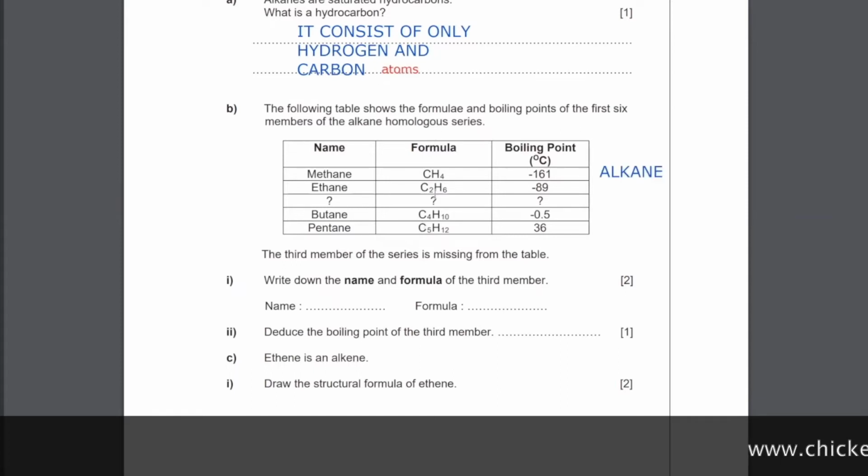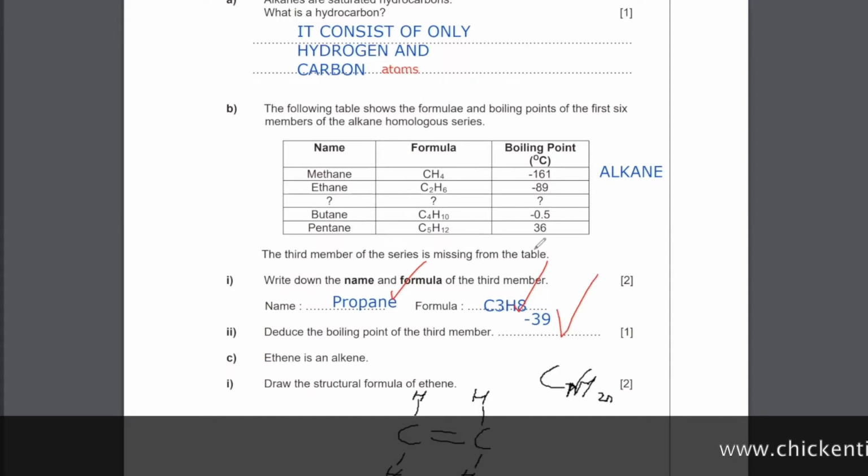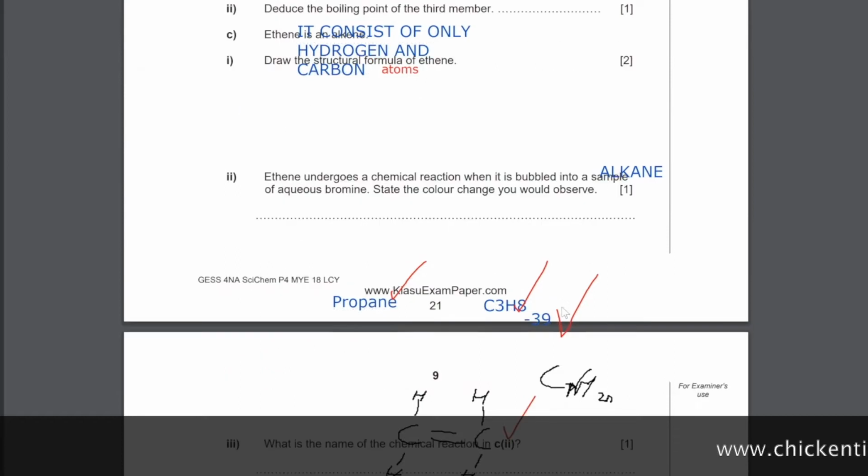Then next, they ask for the third one. Write down the name and formula of the third member. Propane. Then what's the formula? C3H8. Okay, correct. Deduce the boiling point of the third member. They accepted answers between -50 to -30. Okay, C part 1, CnH2n. Correct.